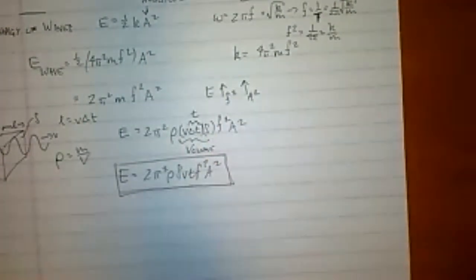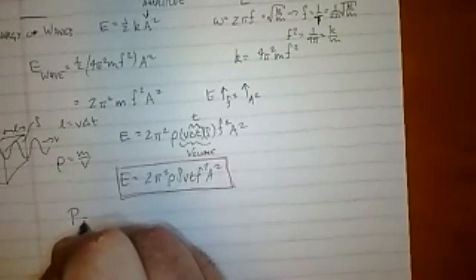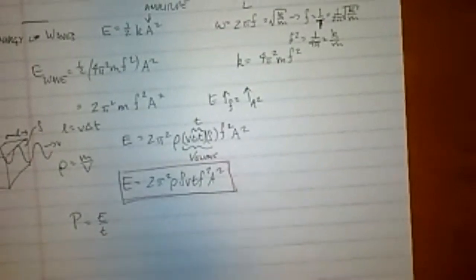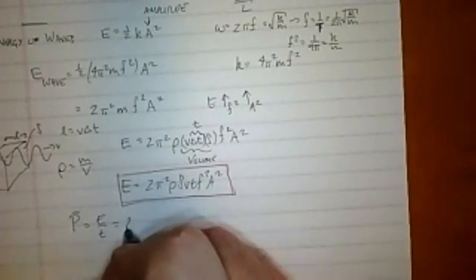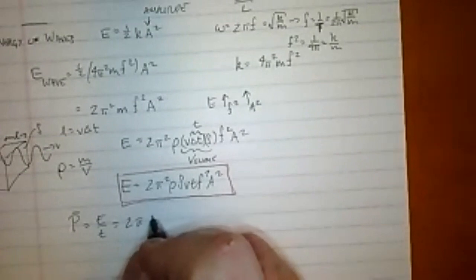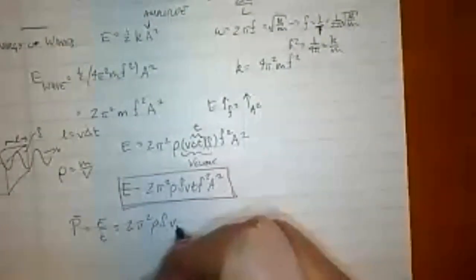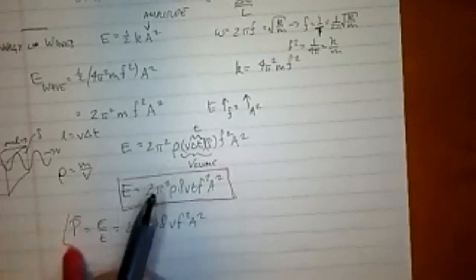Now, we can get the power, because the power is basically the energy per time. So power of a wave is equal to energy per time, at least on average. So we can say the average power should be equal to 2. Notice we already had the T in there. That's why I went ahead and changed it. So I can just put a T down here. 2 pi squared rho S V F squared A squared. So that is actually the power in a wave.